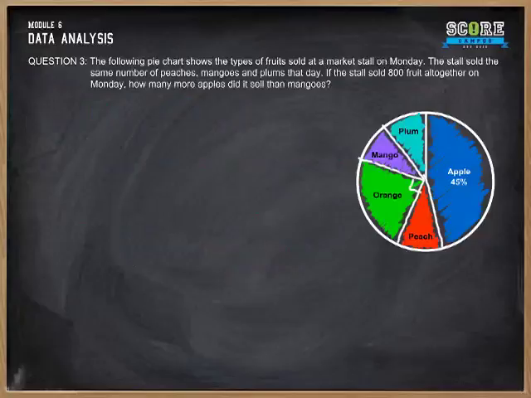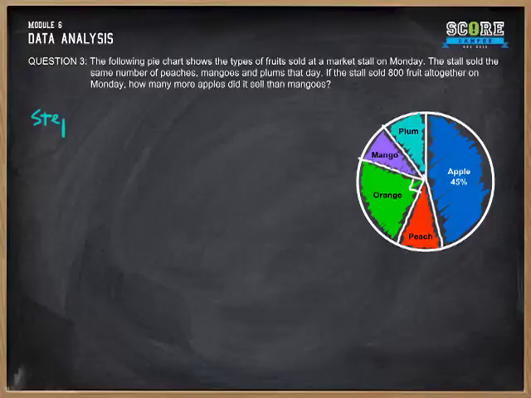Last question of this lesson. The following pie chart shows the type of fruits sold at a market stall on Monday. The stall sold the same number of peaches, mangoes, and plums that day. If the stall sold 800 fruits altogether on Monday, how many more apples did it sell than mangoes? We can tell from the pie chart that 1/4 or 25% of the fruits sold on Monday were oranges. So we can find out what percentage of the fruits were mangoes. Let's go ahead and do it.